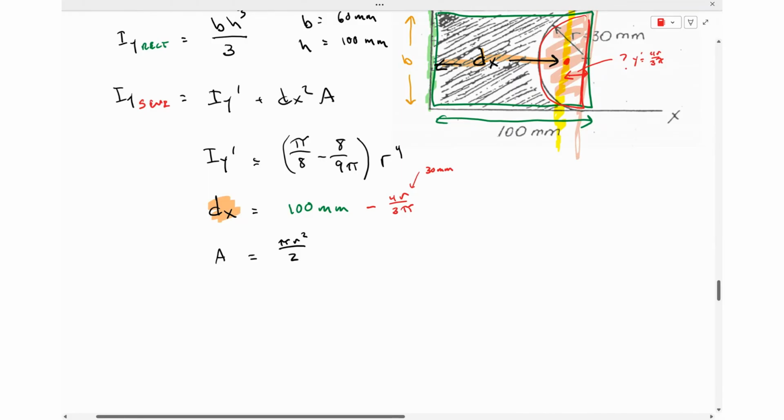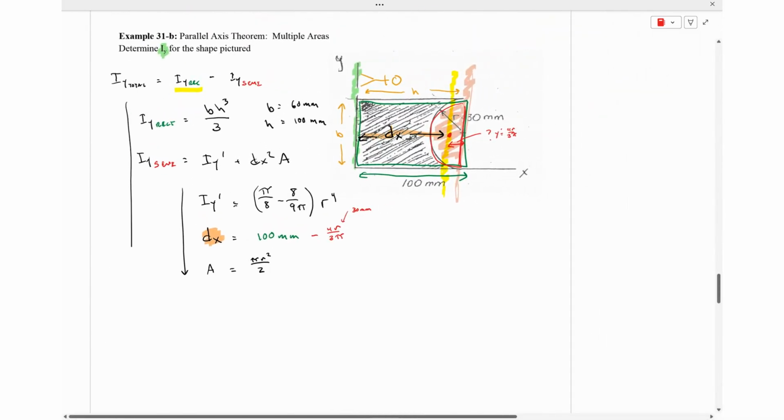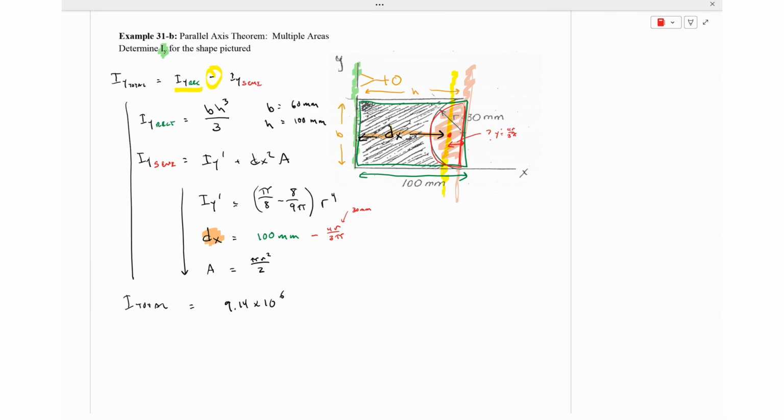Okay, so we put all that in, and we're going to add those together. If we put everything all together, our I total is equal to, making sure that this is a negative sign here, subtracting that from there, you're going to get 9.14 times 10 to the 6th millimeters to the fourth.